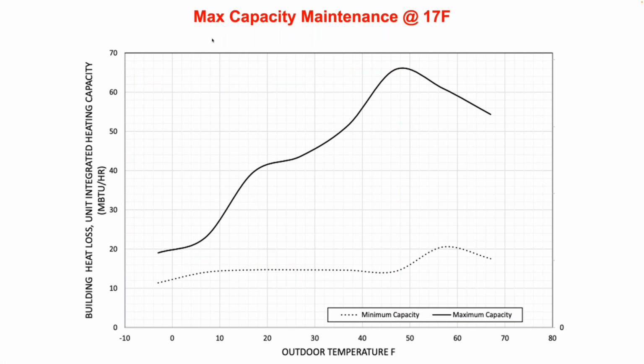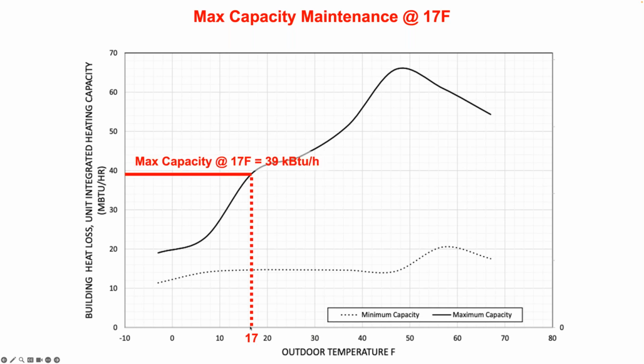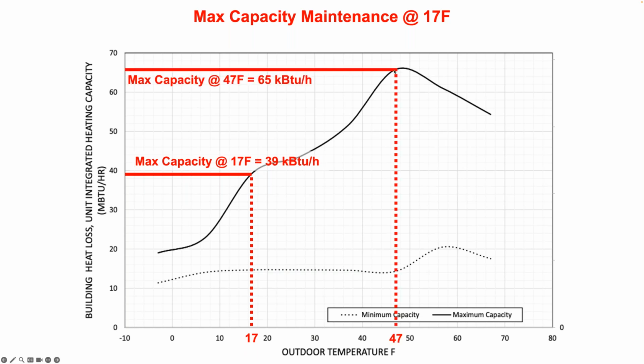The next one is a maximum capacity maintenance, and the process is fairly similar. If we want to calculate it, we take the maximum capacity at 17 degrees, which is 39 kBtu per hour, and the maximum capacity at 47, which is the next less extreme temperature where we might have data. So the capacity maintenance here is 39 divided by 65, or 60%, which means that the equipment maintains 60% of its capacity at 17 degrees.